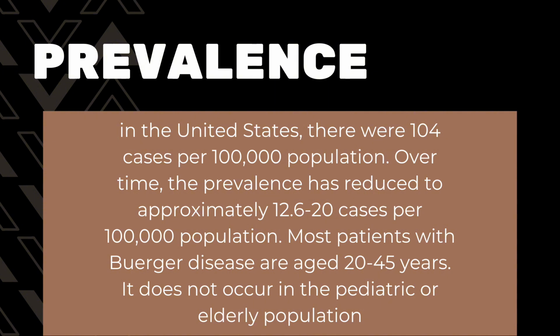So, for the prevalence, in the United States, there were 104 cases per 100,000 population. Over time, the prevalence has reduced to approximately 2.6 to 20 cases per 100,000 population. Most patients with Buerger's disease are aged 20 to 45 years old. It does not occur in the pediatric or elderly population.